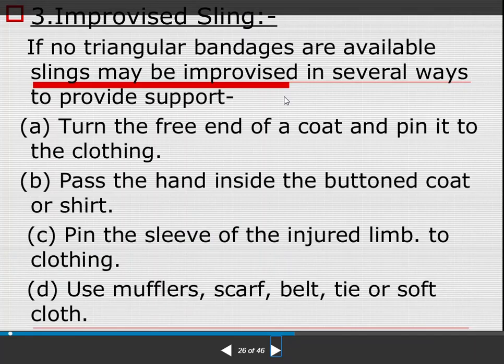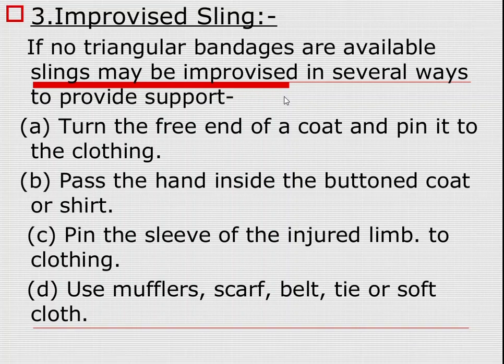Improvised sling. If no triangular bandages are available, slings may be improvised in several ways to support the injured body parts. Means no material or bandages are available. So how we can make the slings, that is an improvised sling with the available resources. Turn the free end of a coat and pin it to the clothing. The free end, the lower end, is turned and pinned to the clothes. Pass the hand inside the buttoned coat or the shirt, through the middle area that is formed.